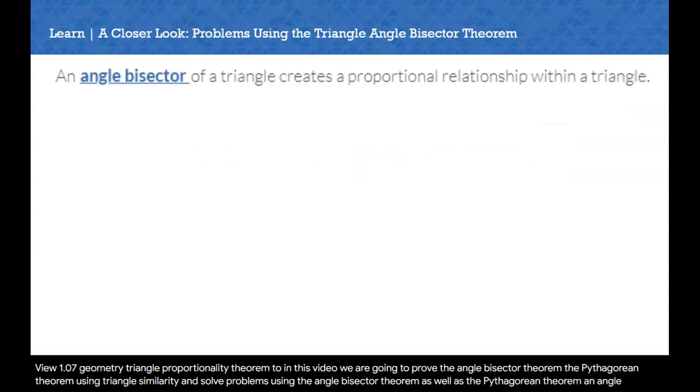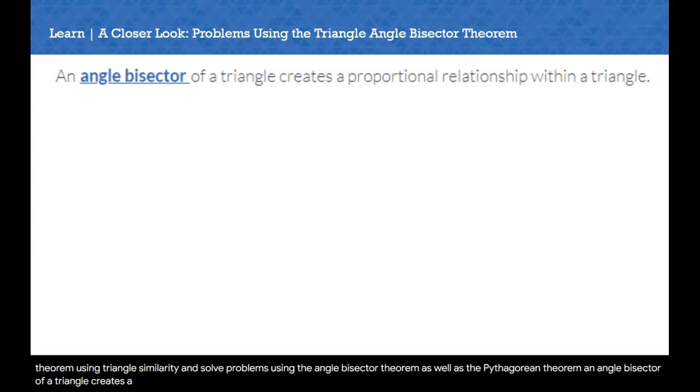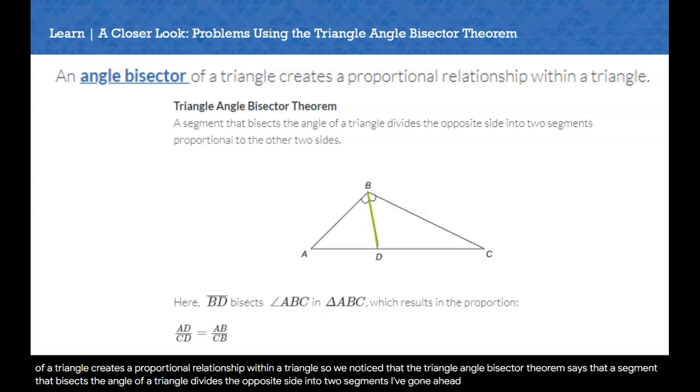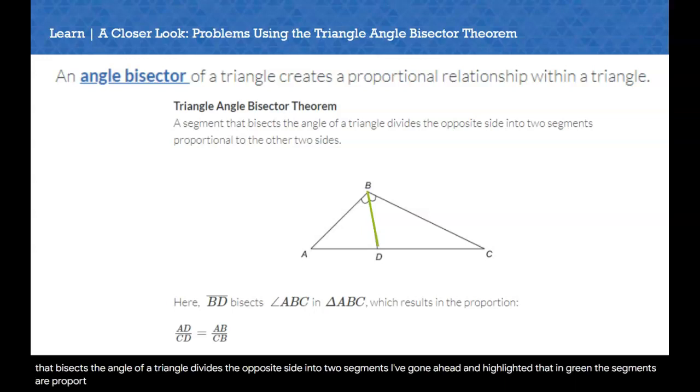An angle bisector of a triangle creates a proportional relationship within a triangle. So we notice that the triangle angle bisector theorem says that a segment that bisects the angle of a triangle divides the opposite side into two segments. I've gone ahead and highlighted that in green. The segments are proportional to the other two sides.